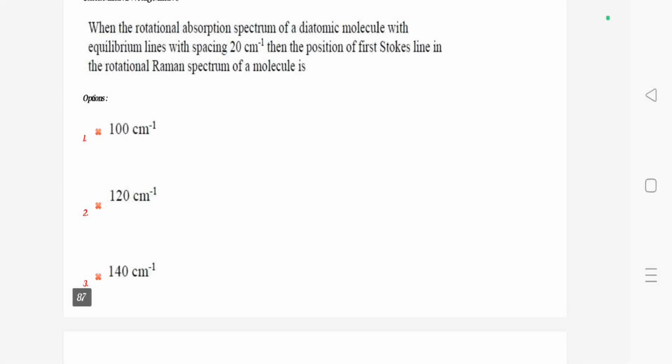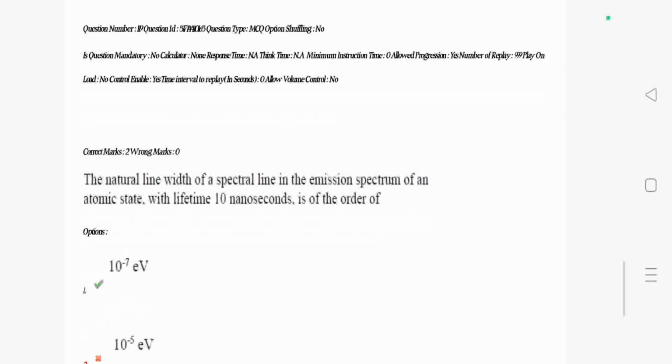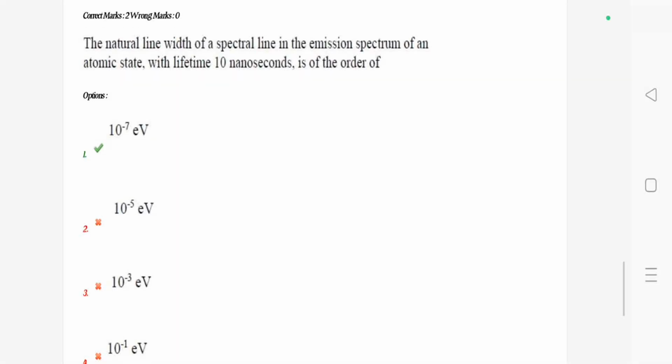This also I explained. When the rotational absorption spectrum of a diatomic molecule has equilibrium lines with spacing 20 cm inverse, then the position of the first Stokes line in the rotational Raman spectrum of the molecule is 60 cm inverse. Next question, this also I explained in a video. The natural line width of a spectral line in the emission spectrum of an atomic state with lifetime 10 nanoseconds is of order 10 to the power of minus 7 electron volt.